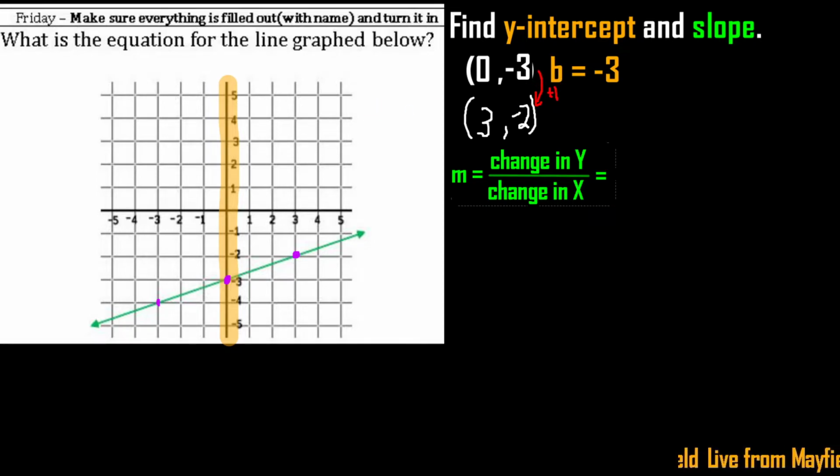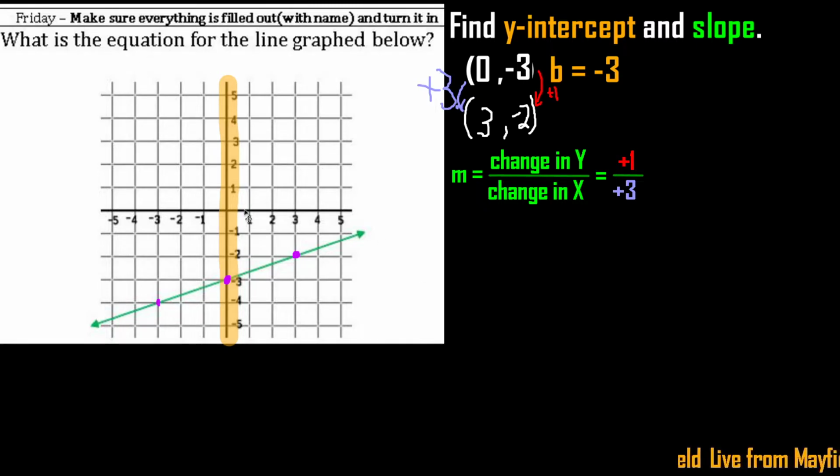Then for my change in x, if I'm going from 0 to 3, I have to go 3 steps in the positive direction. That's why our slope is positive. Again, you can identify that by just looking at it. So our change in x is +3, and that means the ratio we write for the change in y over the change in x is 1/3.